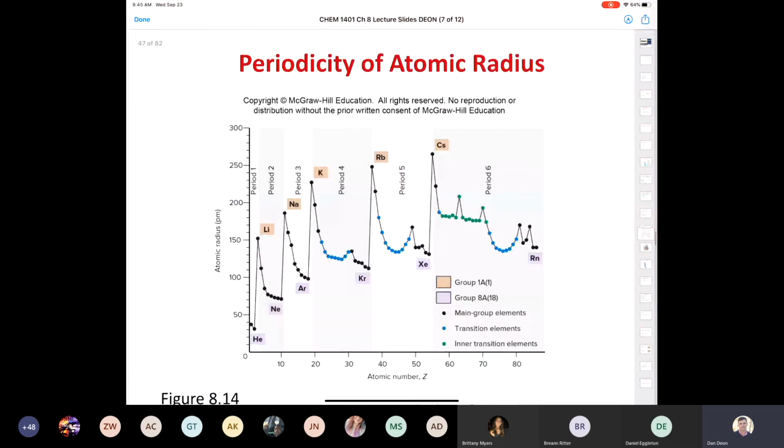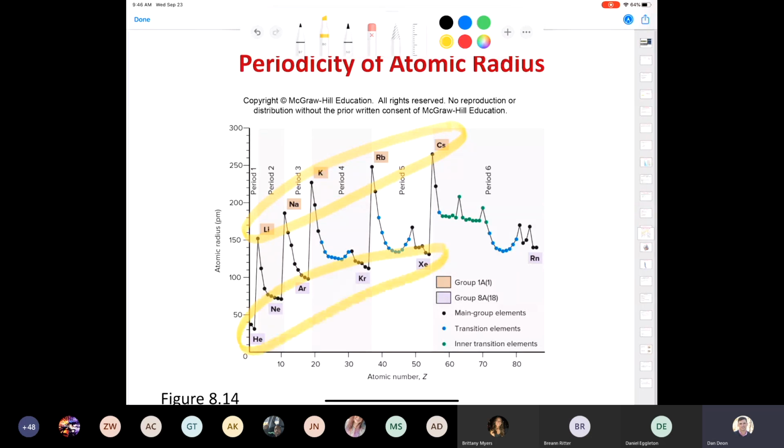This shows you the trend of periodicity of the atomic radius. What does periodicity mean? It means repeating, a pattern that you see in the periodic table. For example, if you look at the alkali metals, they feel very little effective nuclear charge because they have one outer electron. And so those are all at the top. And if you look at the noble gases, those are all at the bottom.